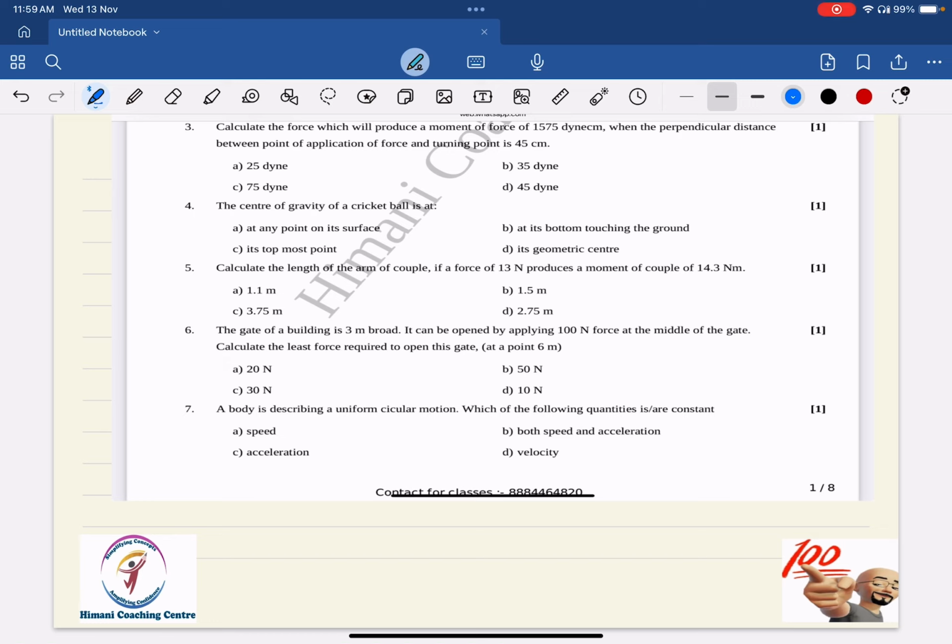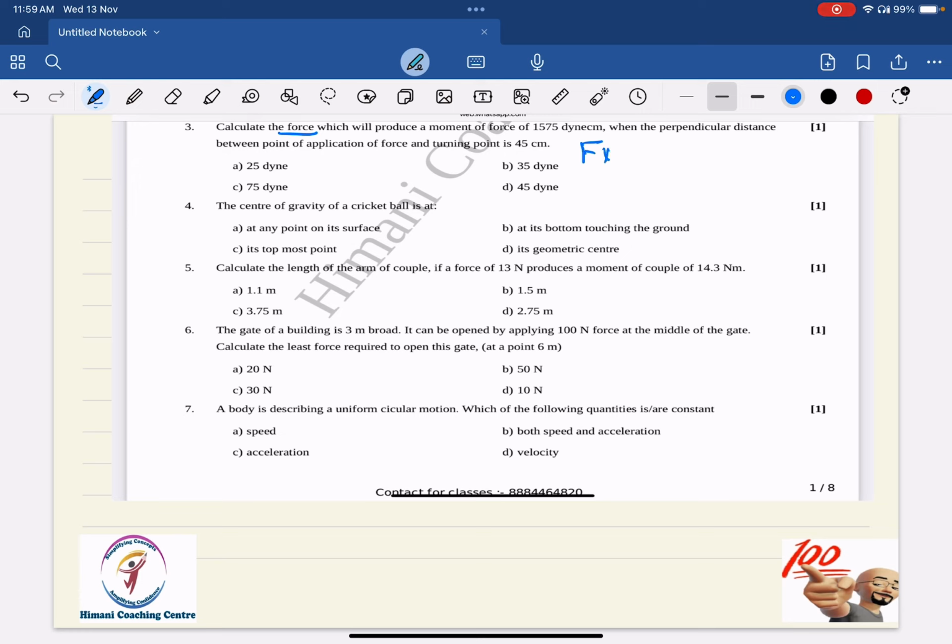Now let us look at the next question. It says calculate the force which will produce a moment of force of 1575 dyne centimeter when the perpendicular distance between the point of application of force and turning point is 45 centimeter. Here everything is given to us in CGS system of units, so there is no need to change anything. So we are supposed to find the force, which obviously should be in dyne.